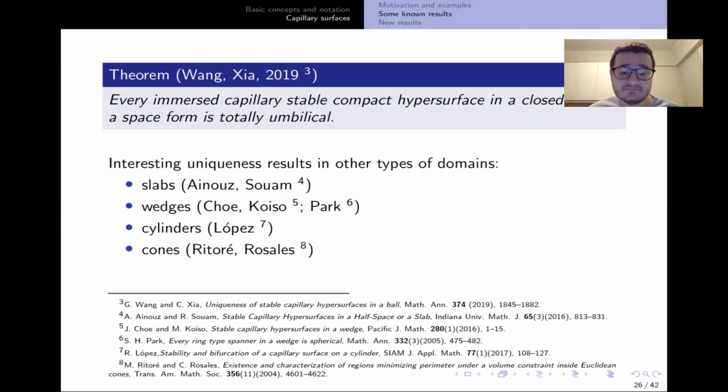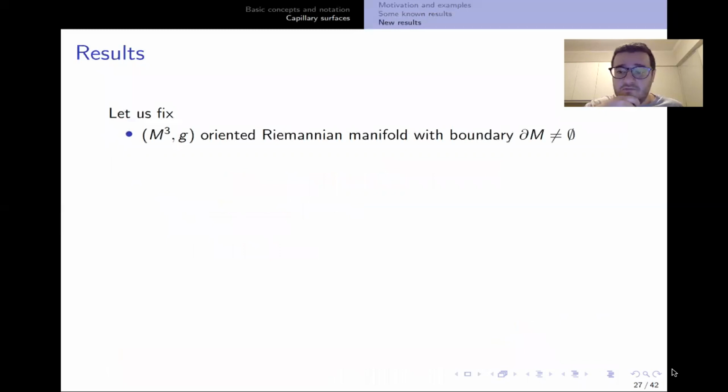So let me show you some new results. These results were obtained in my PhD thesis, and I'll present them to you now. So let's fix a Riemannian three-manifold with boundary. Let's call it M.